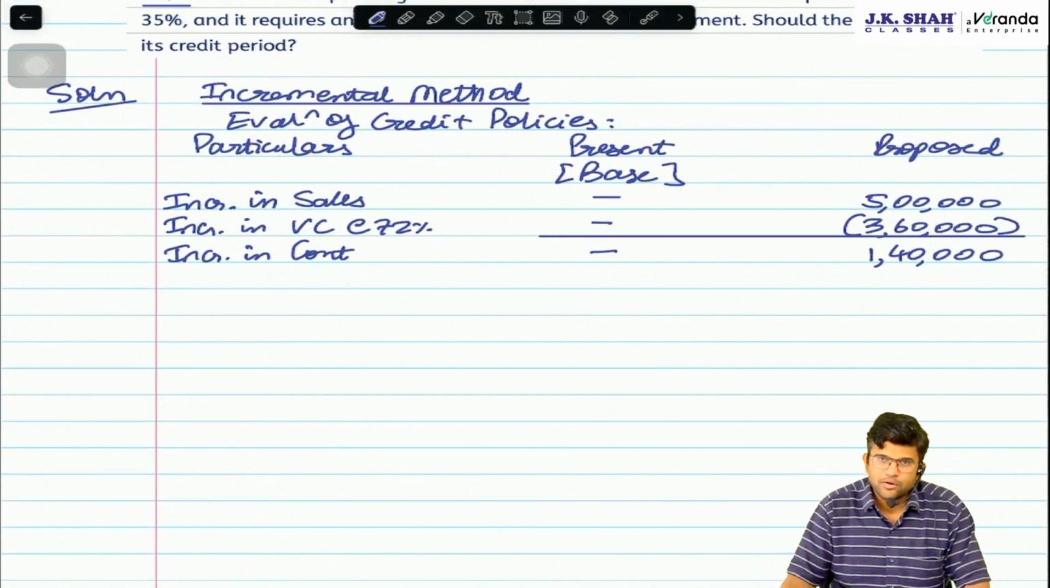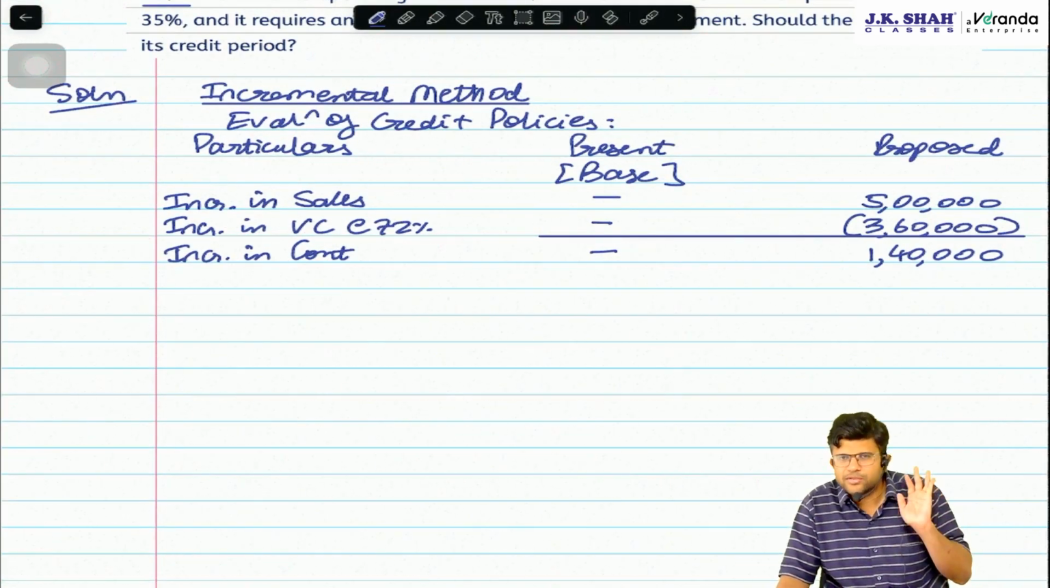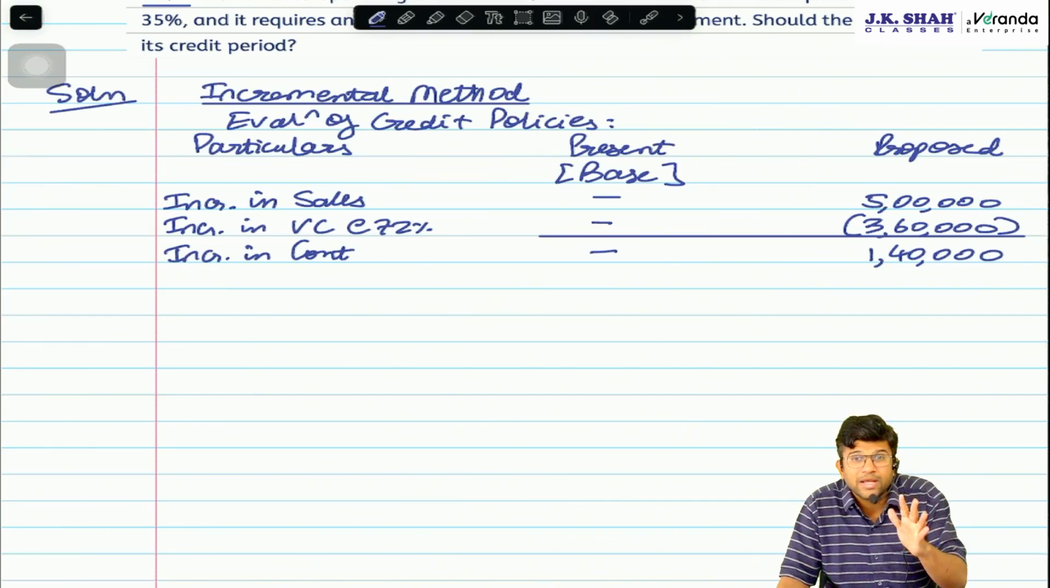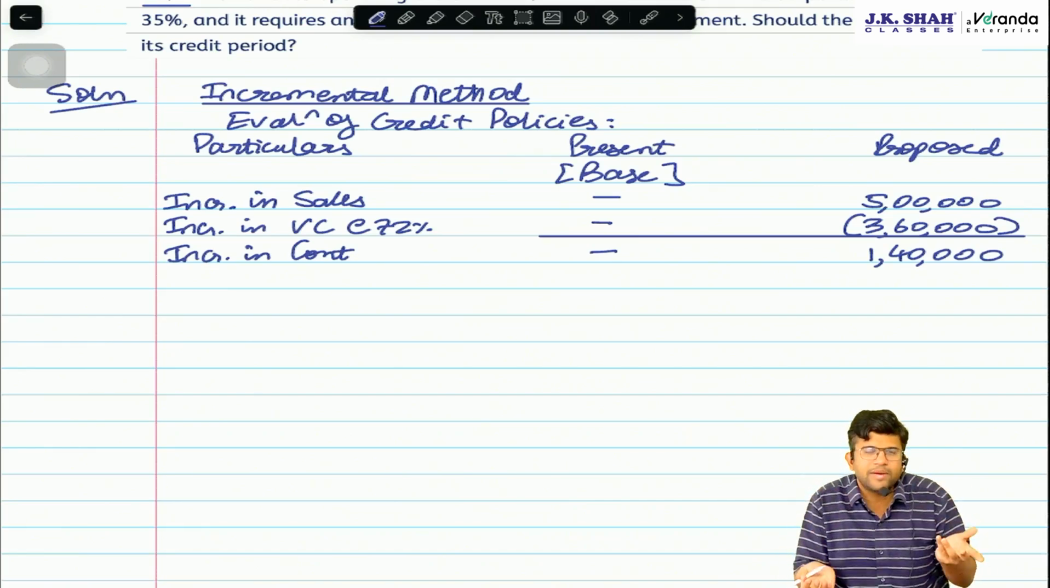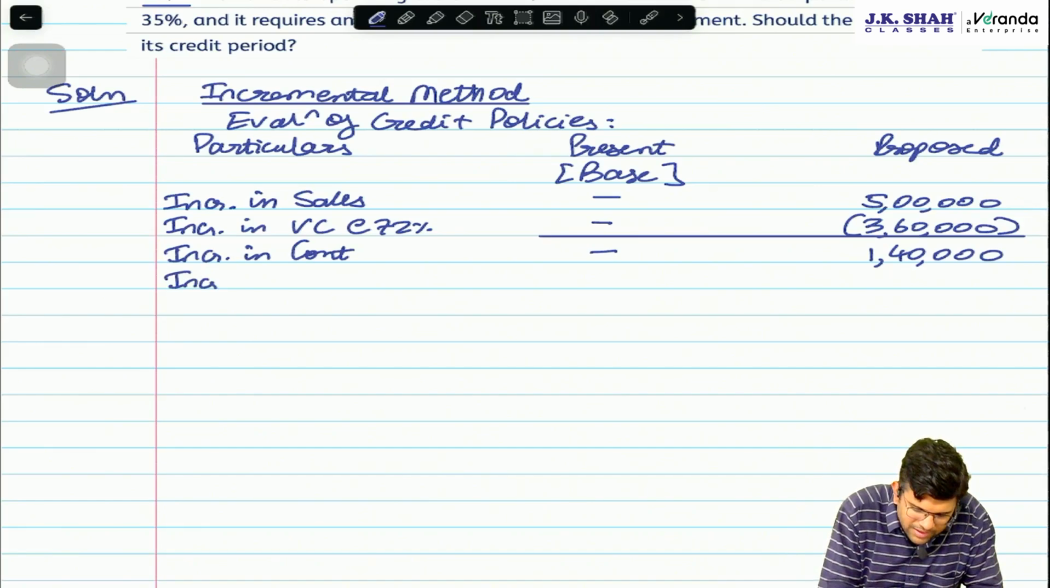Next, students, after contribution, we would have had fixed cost. Now, fixed cost is not given in this question, so we are ignoring. But even if it would have been there, do you understand that there would have been no incremental fixed cost because fixed cost would have remained same in both, correct? So next, students, we go to increase in bad debts, okay?